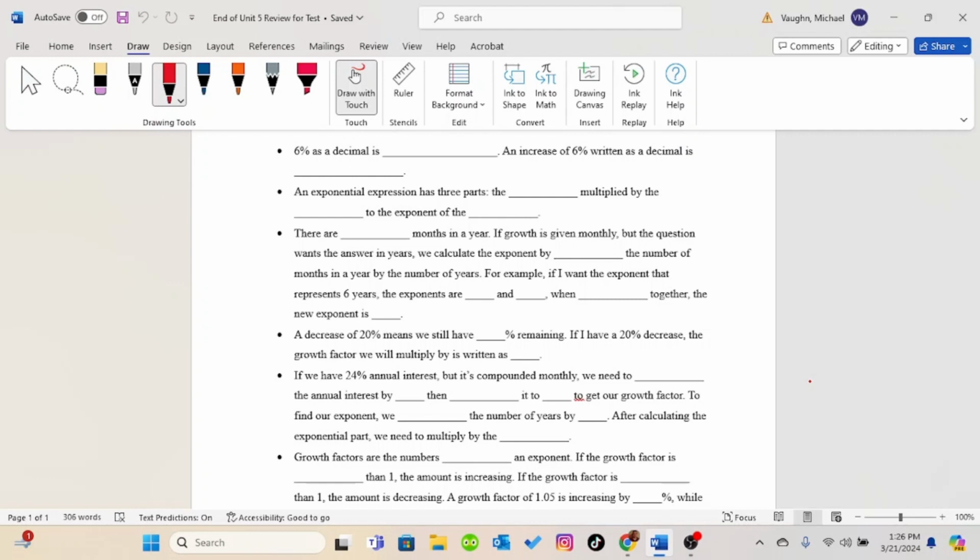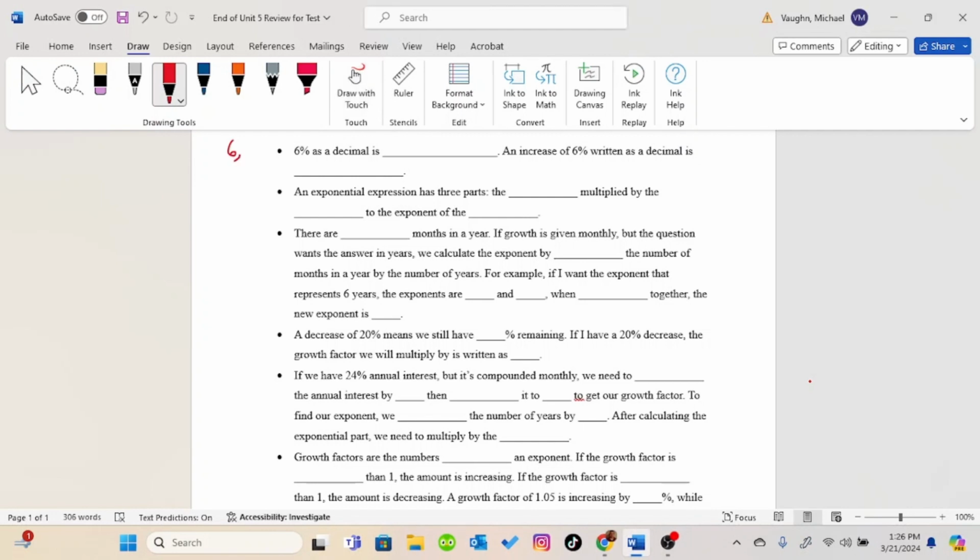So the first one here says that 6% as a decimal is. Remember that when we are taking a percentage to a decimal, we want to move the decimal point 2 spots to the left. So 6% would become 0.06. So that's the first thing. You need to understand how to change a percentage into a decimal.